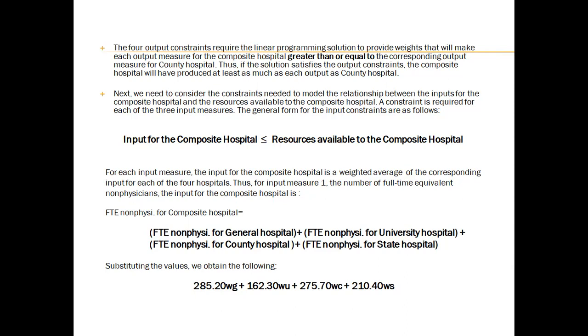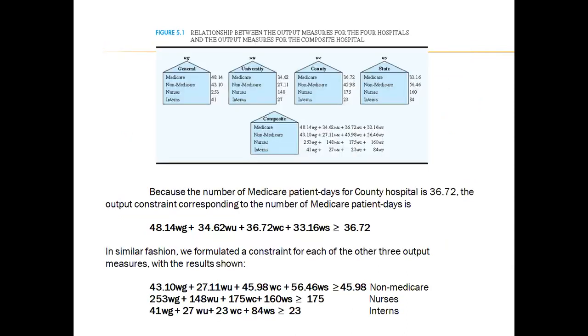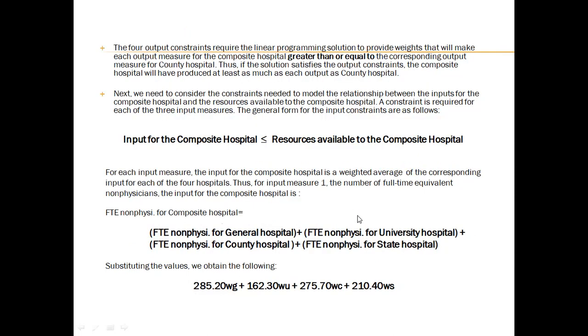The general form for the input constraints is as follows. By the way, guys, we are already done with the output constraints. Right now, we will be focusing on the input constraints. The input for the composite hospital is less than or equal to the resources available to the composite hospital. So for each input measure, the input for the composite hospital is a weighted average of the corresponding input for each of the four hospitals.